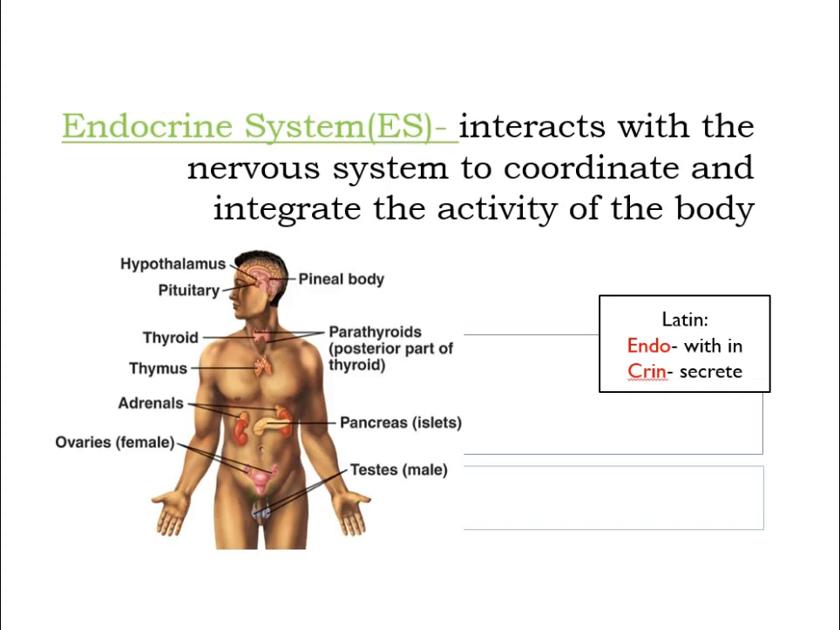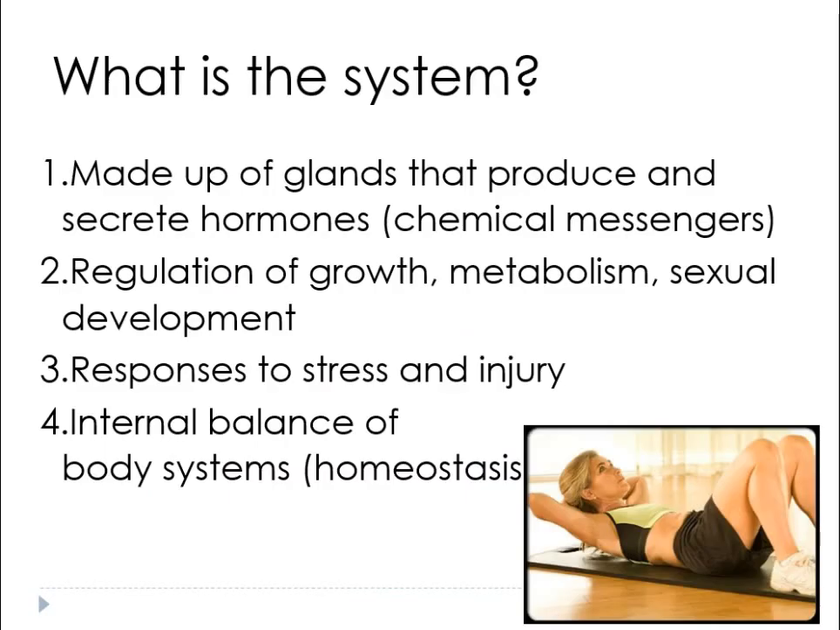But what happens is it'll make special hormones that go to these areas to communicate and tell them what to do. Really, what they're trying to do is keep your body in stasis, homeostasis. So what are these systems? They're made up of glands that produce and secrete hormones, which are like chemical messengers. They regulate growth, metabolism, sexual development, response to injuries, you name it.